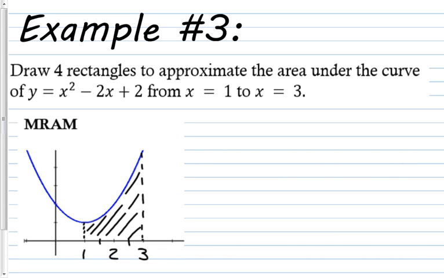For LRAM, we use the height on the left. For RRAM, we use the height on the right. Well, for MRAM, I have to use a height that's exactly down the middle of the rectangle. So my table is going to be slightly different.